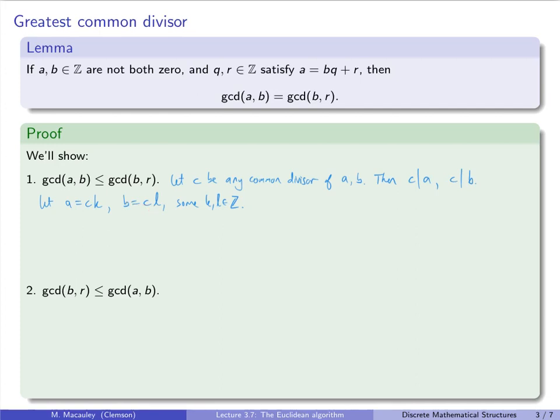Okay, so now what? Now we're going to take this equation A equals BQ plus R, and we're going to just plug these new values for A and B into here, and we'll solve for R. So A equals CK equals, I'll write CLQ, that's B times Q, plus R. So here's what we have, and now we are going to solve for R. So R equals CK minus CLQ, which is K minus LQ times C.